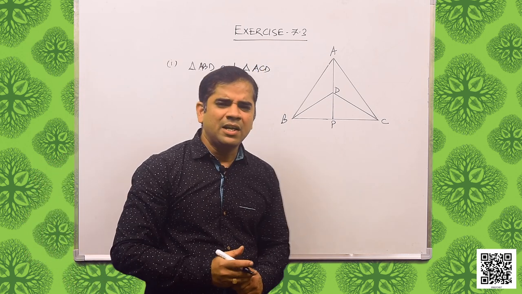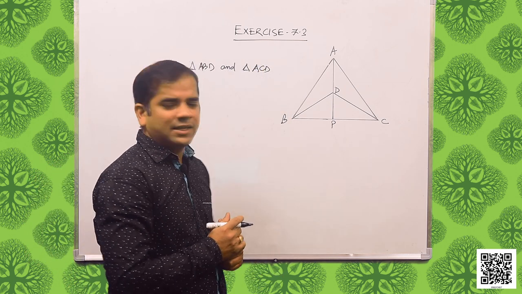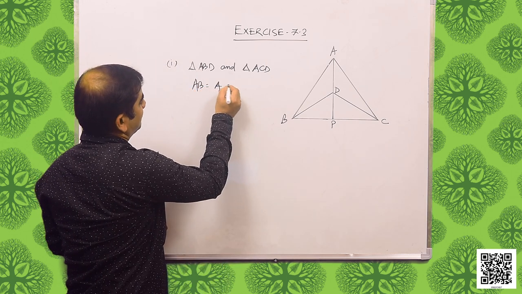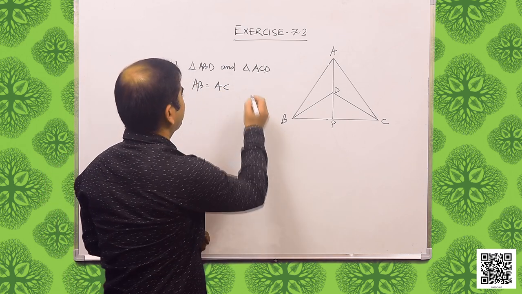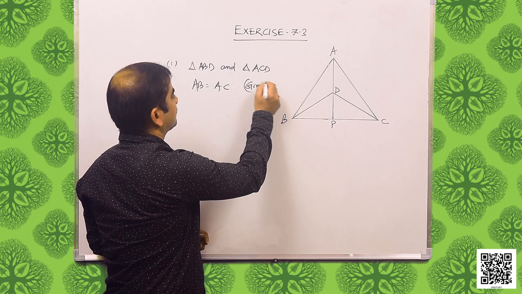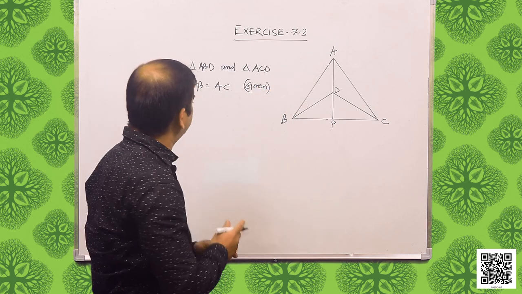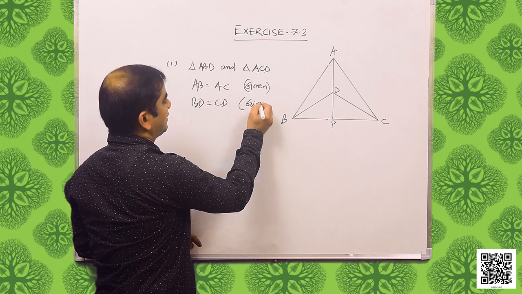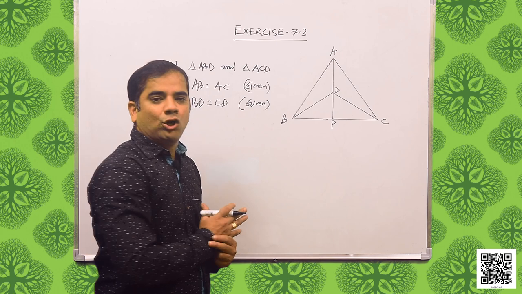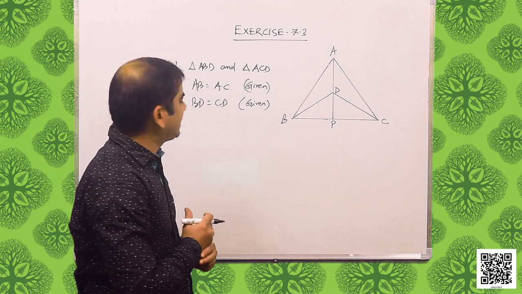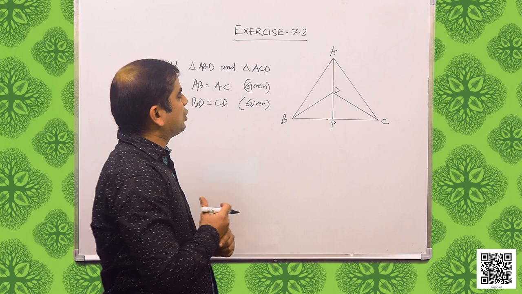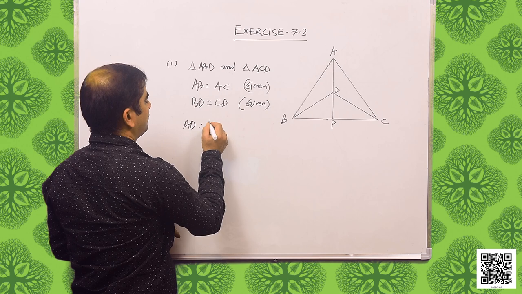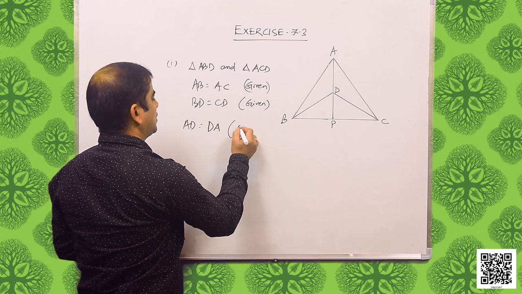Okay? So, in these two triangles, AB is equal to AC. It is given. Then, BD is equal to CD. It is also given. Another thing is AD is equal to DA. Those are common sides.